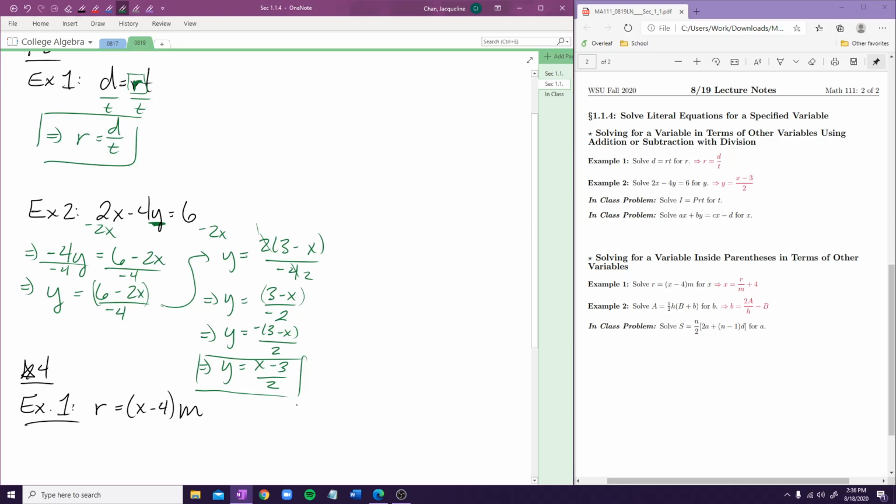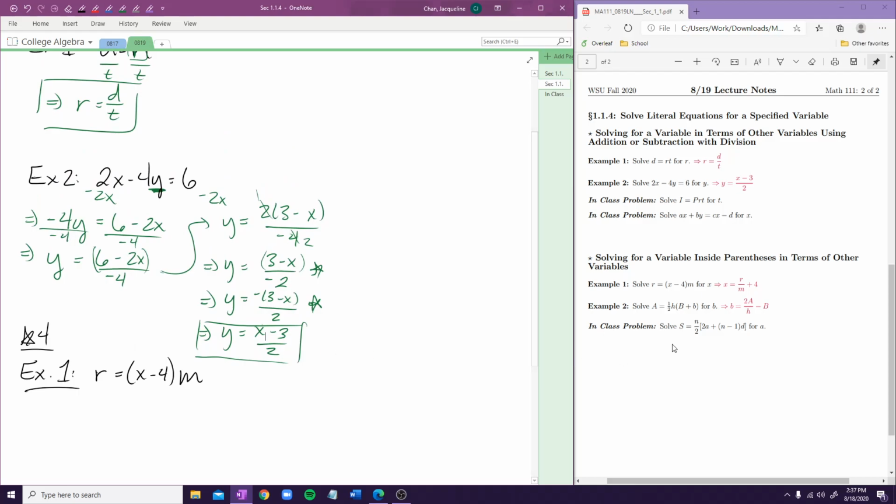Right, and that's your answer. These two are also acceptable, right? But this is my personal preference. I don't like negatives in the denominator. And when I see something like this, sometimes it looks more simplified when you distribute it. Right? You just kind of have to use your own judgment. So that is example 2.